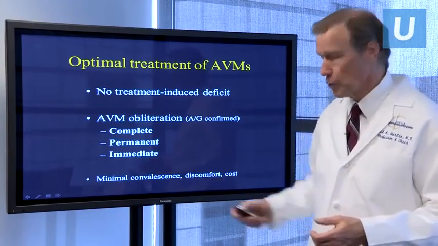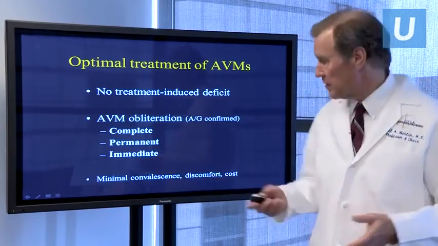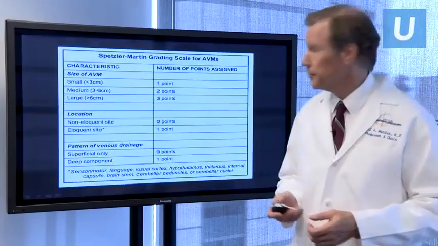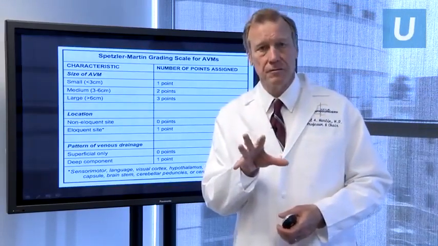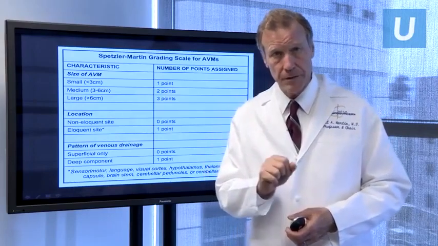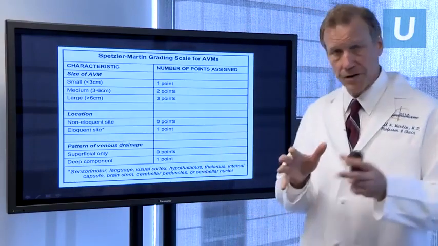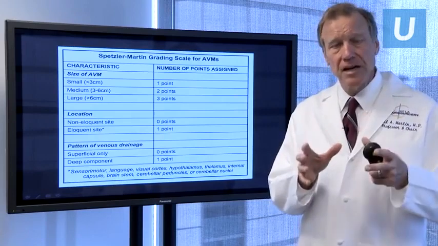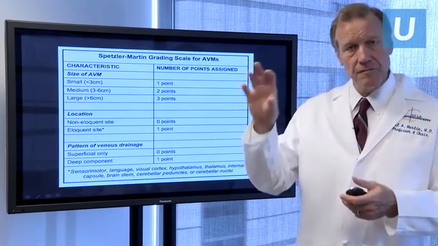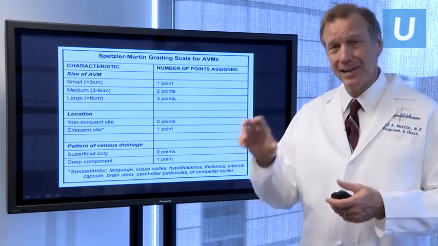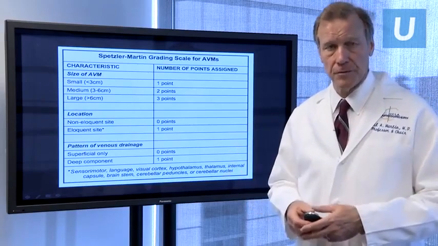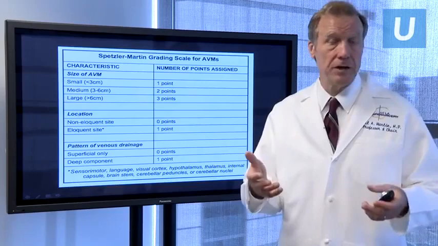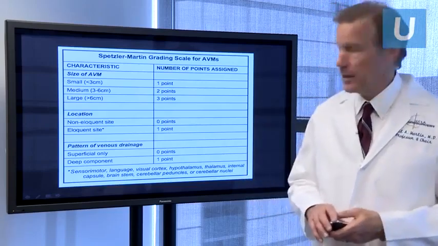And of course, we're focused on rapid recovery, minimal convalescence, and minimal discomfort in the treatment of these patients. How do we decide what the risk of having a neurological problem after treatment with an AVM? The technique we use now is to assess the key factors that increase the complexity and surgical difficulty of an arteriovenous malformation. And that relates to a grading scale that we devised back in the 1980s.